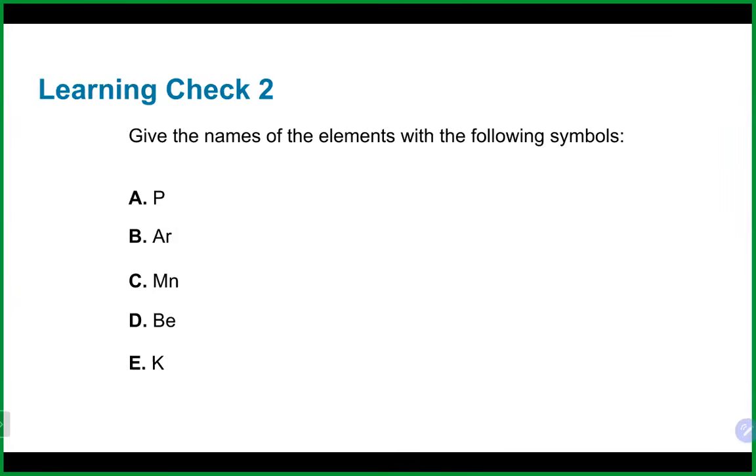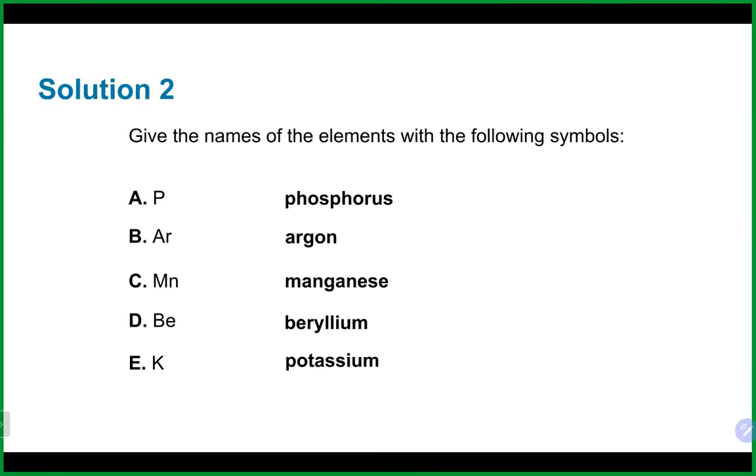So let's take a look at each of these. So P is phosphorus. Ar is a noble gas, which is argon. Mn, which again, as I just mentioned, should not be confused with magnesium, is manganese. Be is beryllium, and K is potassium. So again, I would say we come across these symbols pretty regularly. Beryllium occasionally, but not too much. But these other ones we do see a lot as we go through the different chapters.